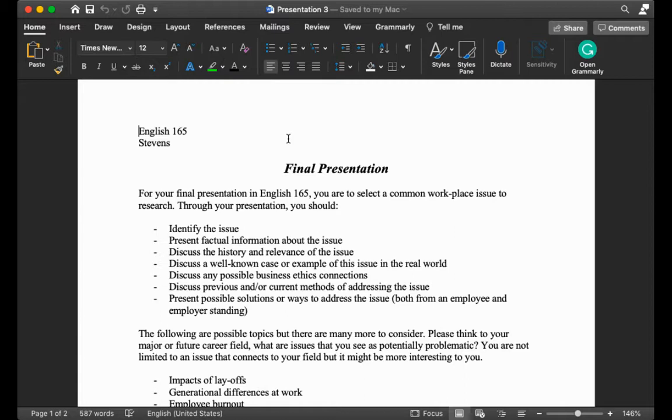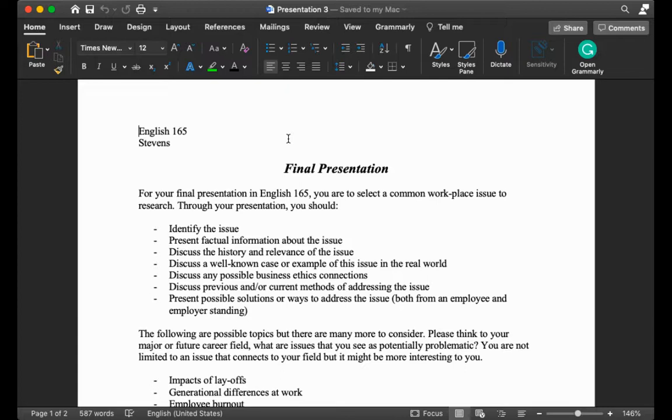And then I'd like you to think about some possible solutions to your problem. So, after you've done all of this research and you've identified the issue and you've looked at a famous example of this issue and you've addressed previous and current methods of addressing the issue, I'd like you to propose additional solutions or ways to address the problem. And I'd like you to think about that both from an employer standpoint and an employee standpoint.